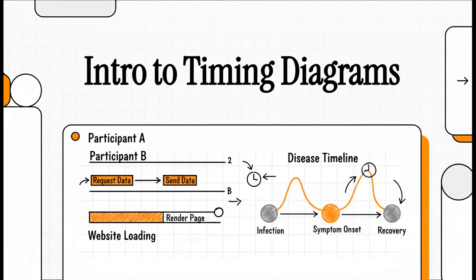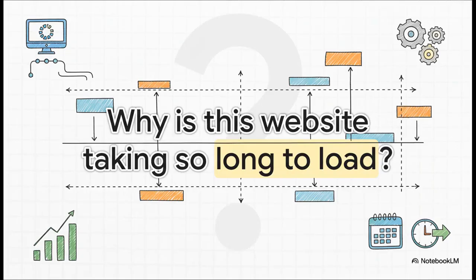Hello and welcome. Today we're diving into a really cool tool for visualizing something we all struggle with, time. Yep, we're going to untangle the clock itself with something called a timing diagram. Okay, let's start with the problem we all had. You click a link, you see that little spinner go round and round, and you wait, and you wait. But what is actually happening behind the scenes in those few seconds?